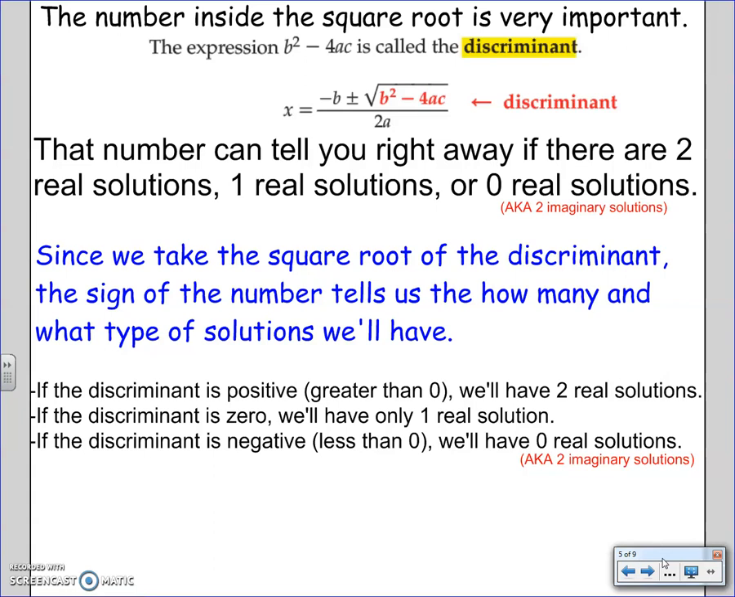It's because we're square rooting that number that its sign tells us how many and what type of solutions we have. If it's positive, you can always square root a positive number, so we'll have 2 real solutions. If it's 0, you actually can square root 0, and you get 1 real solution. But if it's negative, you can't square root a negative number, so we get 0 real or 2 imaginary.